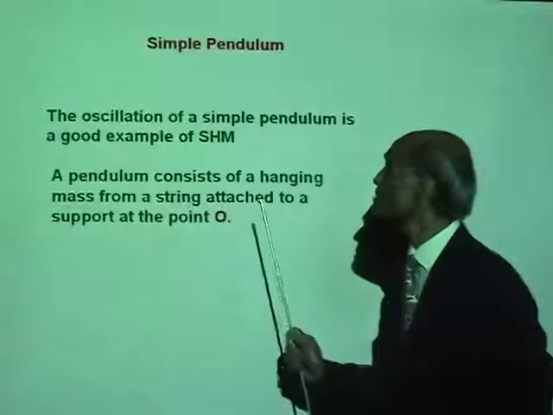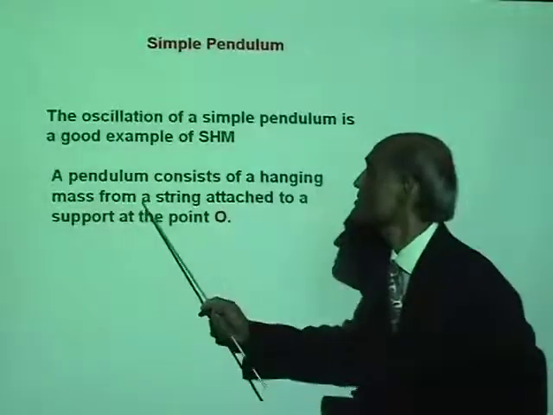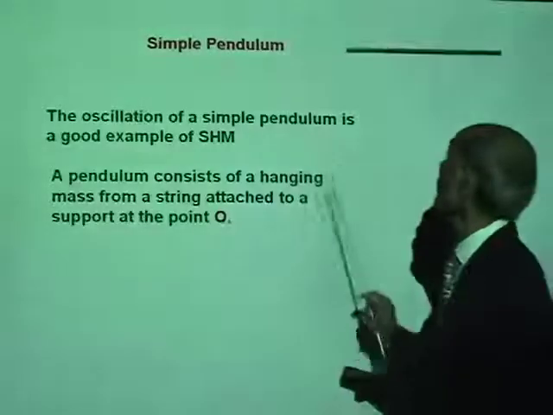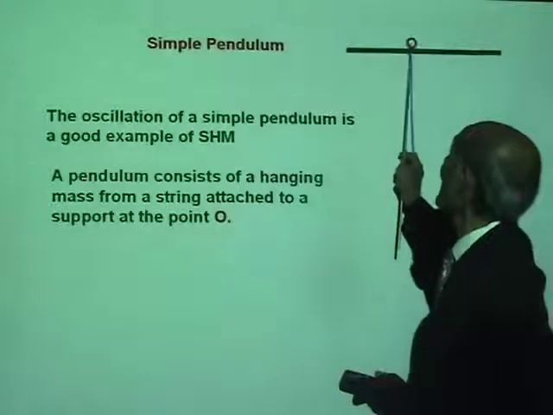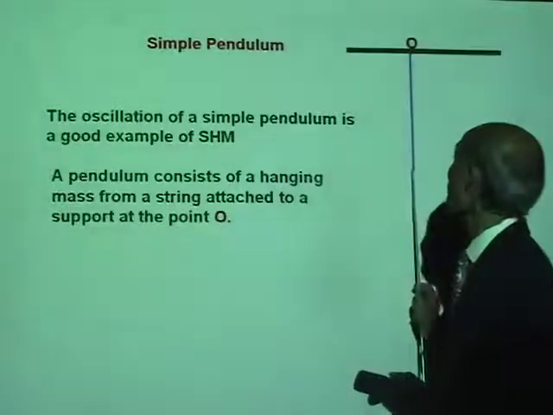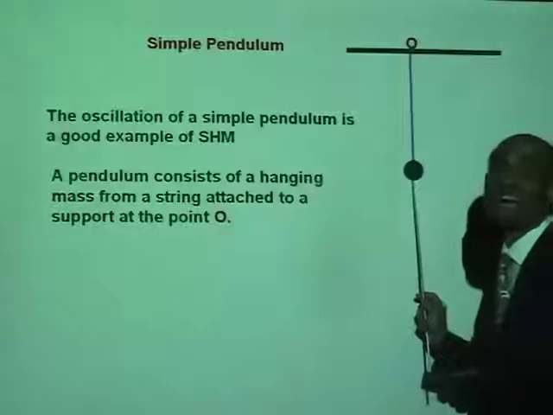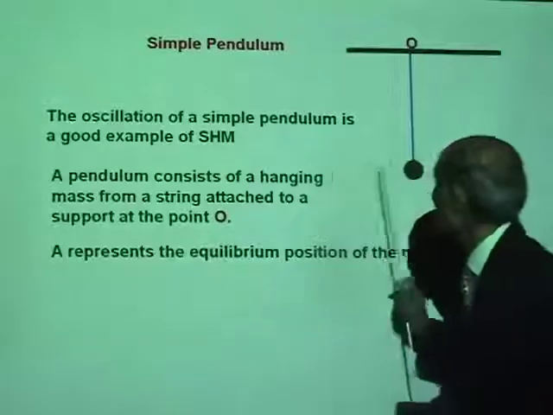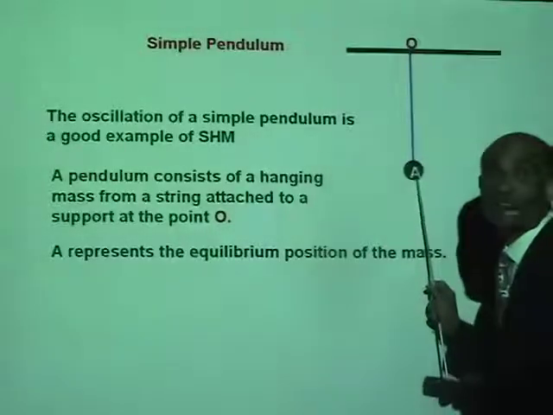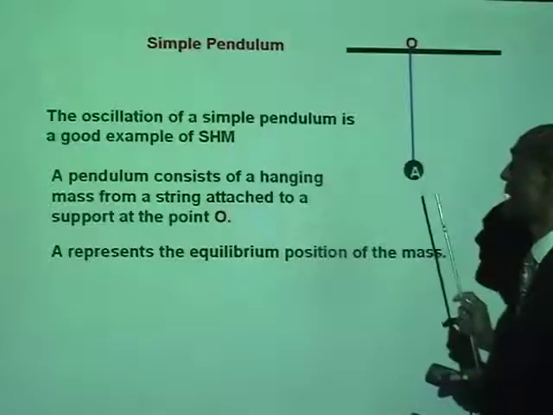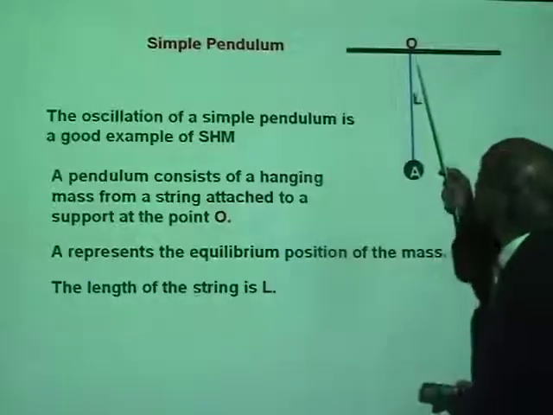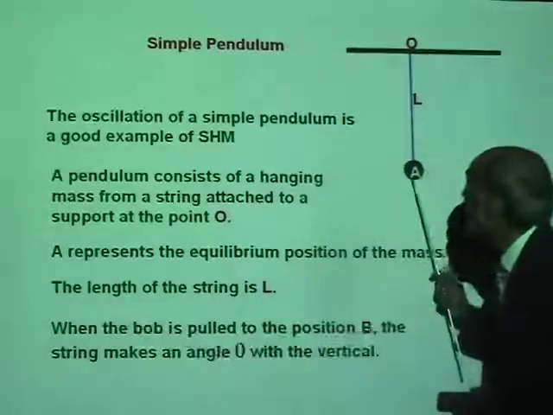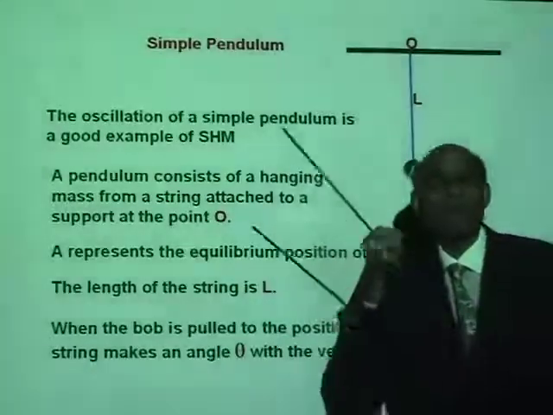A pendulum consists of a hanging mass from a string attached to a support at point O. There is the support and a string hanging from the point O, and the mass is attached to one end. A represents the equilibrium position. Now, this is the equilibrium position of the mass. The length of the string is L.